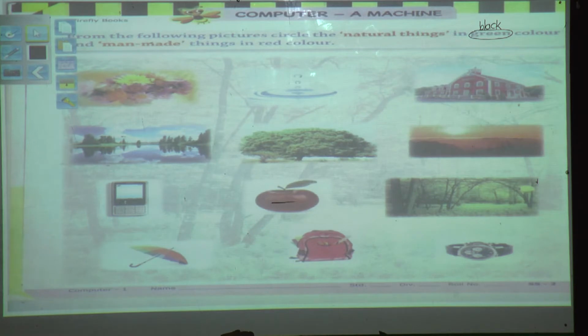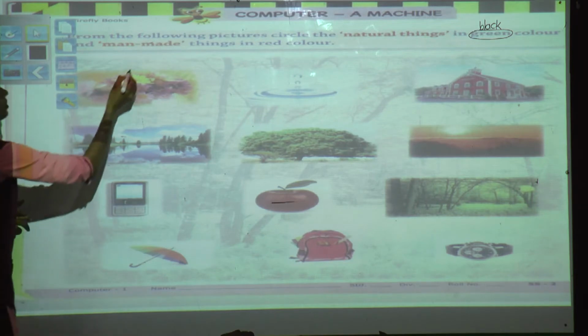Okay, natural thing. What is this? Firstly, we will circle the natural things; I will use the black color. What is this? Flower. Good. Then is it a natural thing or a man-made thing? Anyone can tell? Good. It is a natural thing. Then we have to circle it using a green crayon. But which color am I using? Black color. Good.